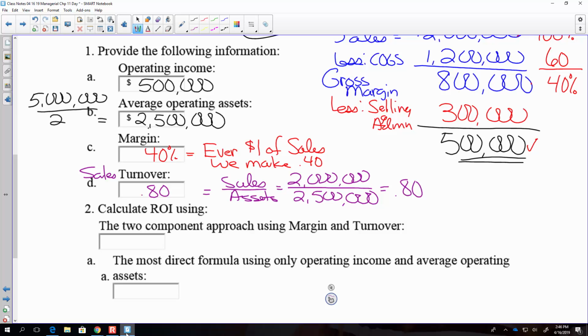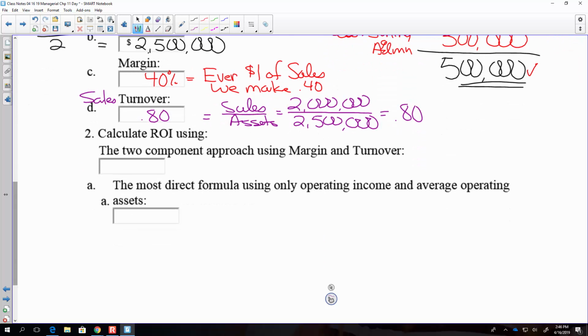So under a two-component approach, they're basically multiplying the 0.8 times 40%. So the ROI we're computing now should be 32%, right?